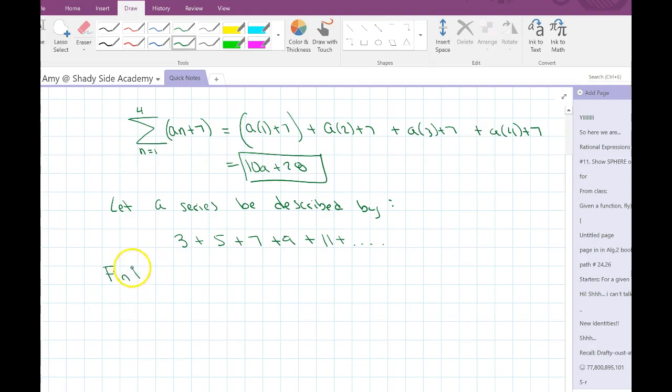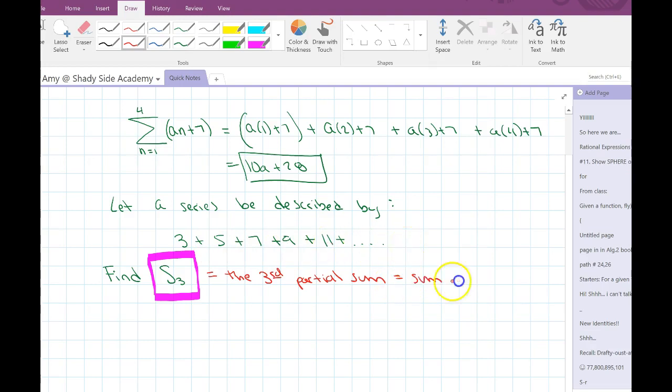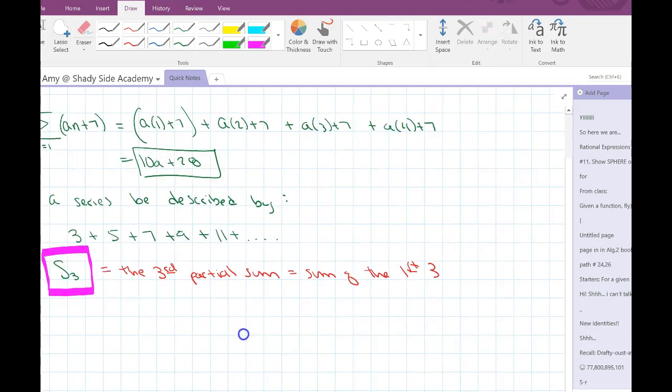Find S sub 3. Okay, what does this notation mean? It's a capital S subscript 3. This notation means the third, it's called the third partial sum. Okay, and what a third partial sum of an infinite series is, is the sum of the first 3 terms.